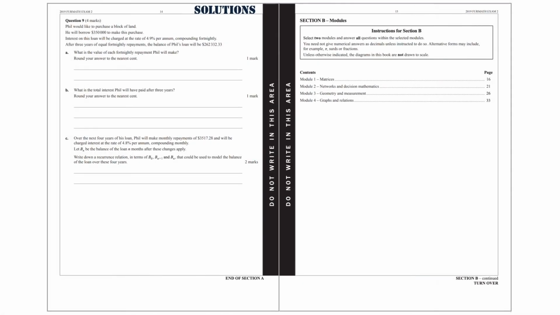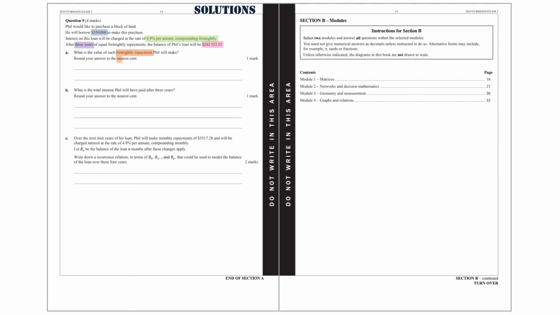Question 9. Phil would like to purchase a block of land. He will borrow $350,000 to make this purchase. Interest on this loan will be charged at the rate of 4.9% per annum compounding fortnightly. After 3 years of equal fortnightly repayments, the balance of Phil's loan will be $262,332.33.